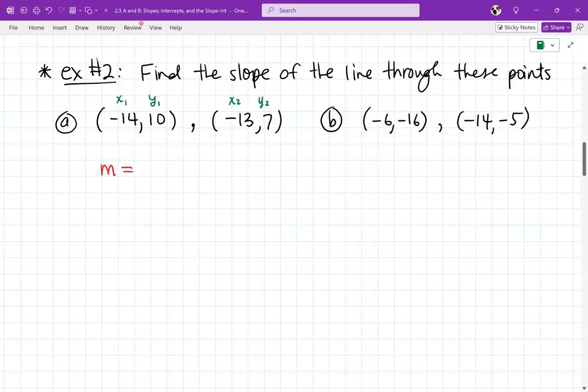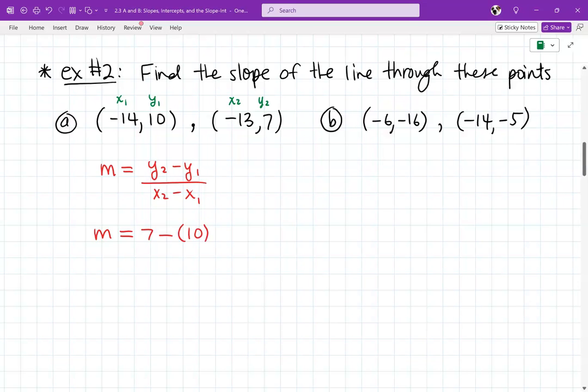M is equal to y2 minus y1 over x2 minus x1. Again, I like writing the formulas. You don't have to if you don't want to. I just think it's good practice, easy to memorize. So y2 is 7 minus y1 is 10.